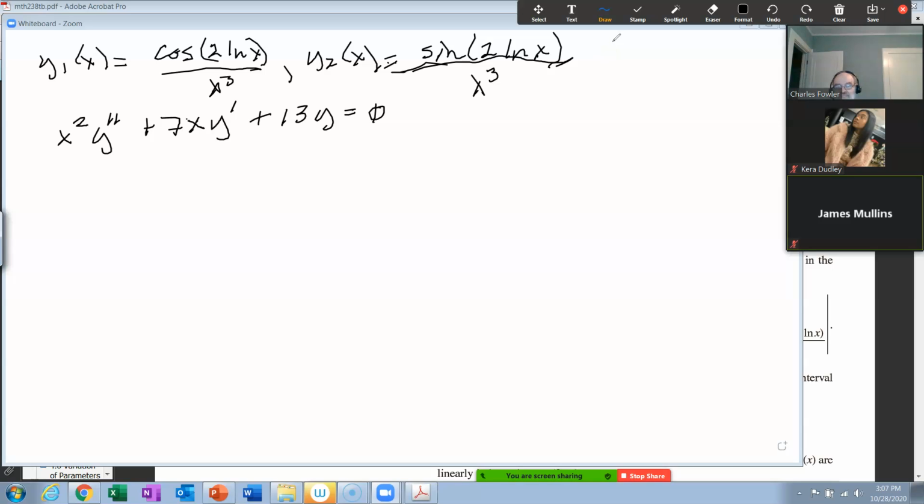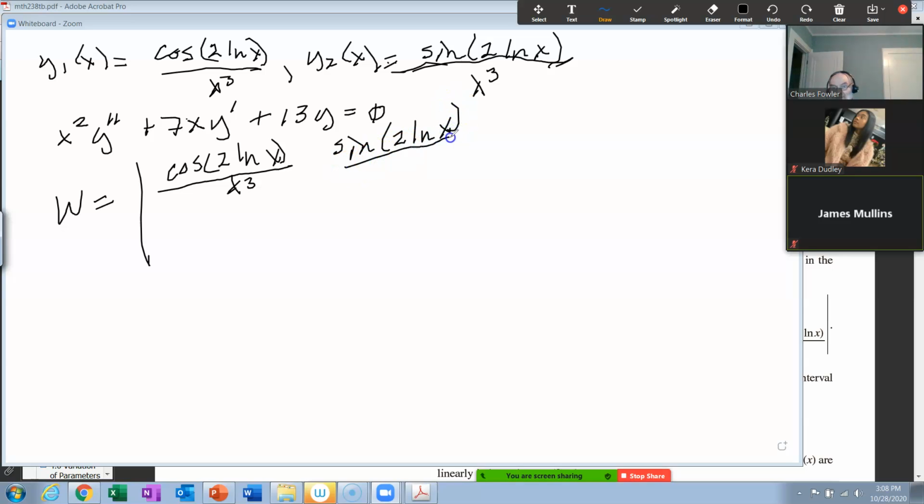All right. Now, so these two are solutions. What we have to do now is figure out whether they're linearly independent or dependent. Now, I sort of wish I had left what I had started right there, but let's do it. The Wronskian for these two would be the determinant of the functions themselves, cosine of 2 log x over x cubed, sine of 2 log x over x cubed.